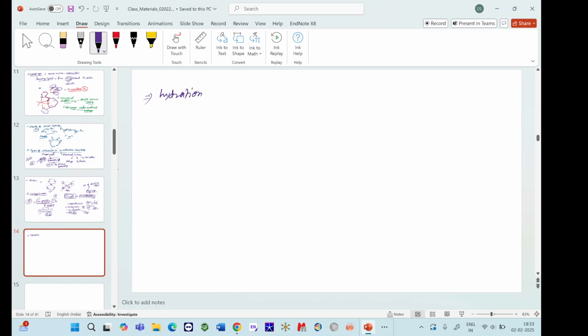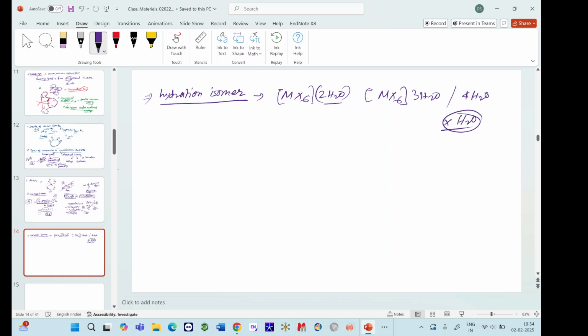Then you have hydration isomer. Hydration isomerism is the case where you have a different number of crystallization solvents. Okay, so like that, suppose you have a complex MX6, then you have 2H2O. This 2H2O can vary according to condition. So you can have 3H2O also, or 4. So the number of crystallization solvents differ. That is called hydration isomerism.